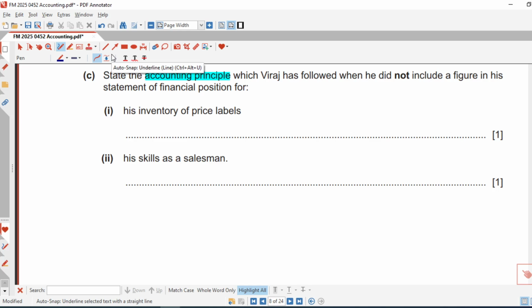So to be able to answer this question, you have to know your accounting principles, right? You have to know your going concern. You have to know your business entity. You have to know what is materiality, what is consistency, what is duality, what is realization, right? What is historical cost, what is money measurement. So you have to know each of those terms in order to get through this.